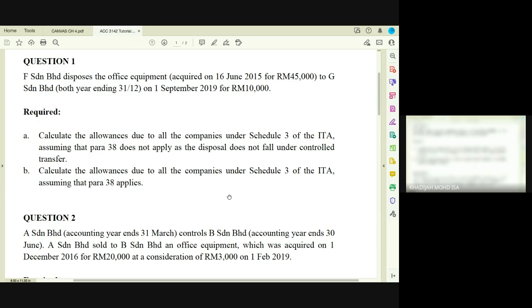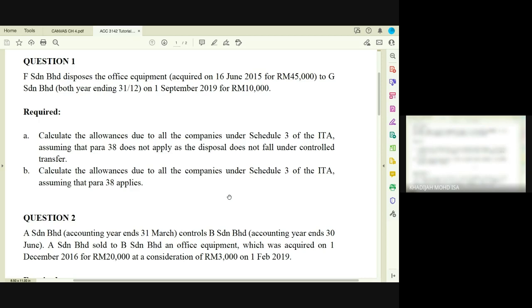Right, so in this case, remember that you have to know when you start to acquire the asset, on 16th of June 2015. Year end is 31st of December, means that F Sdn Bhd will start to claim allowance in YA 2015. And the disposal takes place on 1st September 2019, means that YA 2019 is the year of disposal.